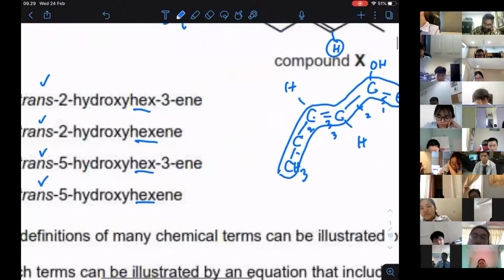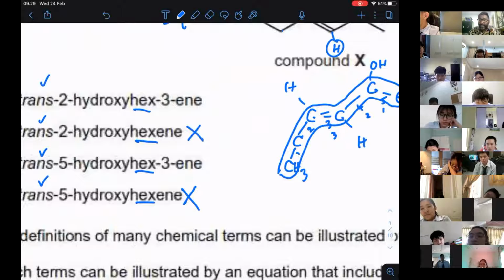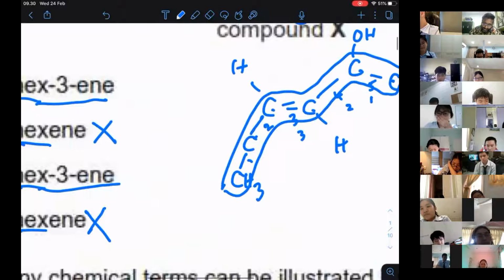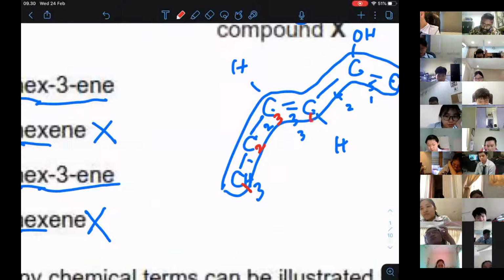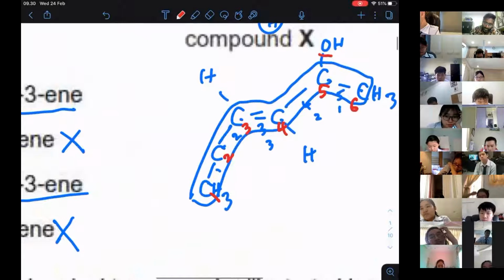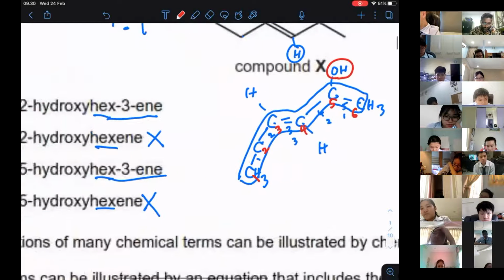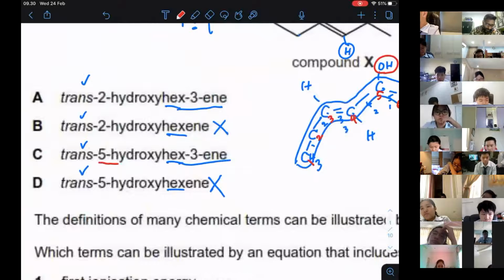So automatically, this is gone. So it must be hex-3-ene. Now, if that is 3, automatically this is carbon number 3, carbon number 2, carbon number 1, 4, 5, and 6. And you see the OH is attached to position number 5. So this is going to be 5-hydroxy.